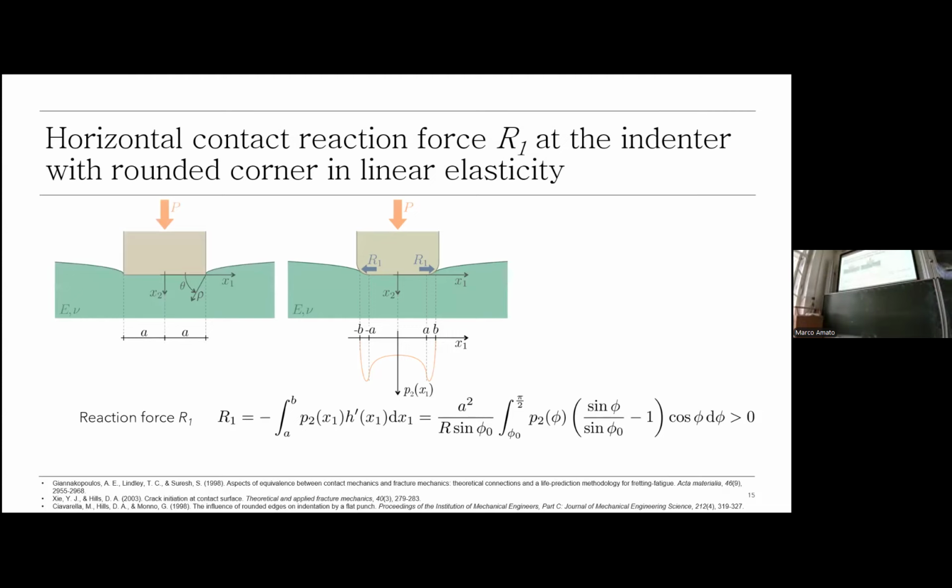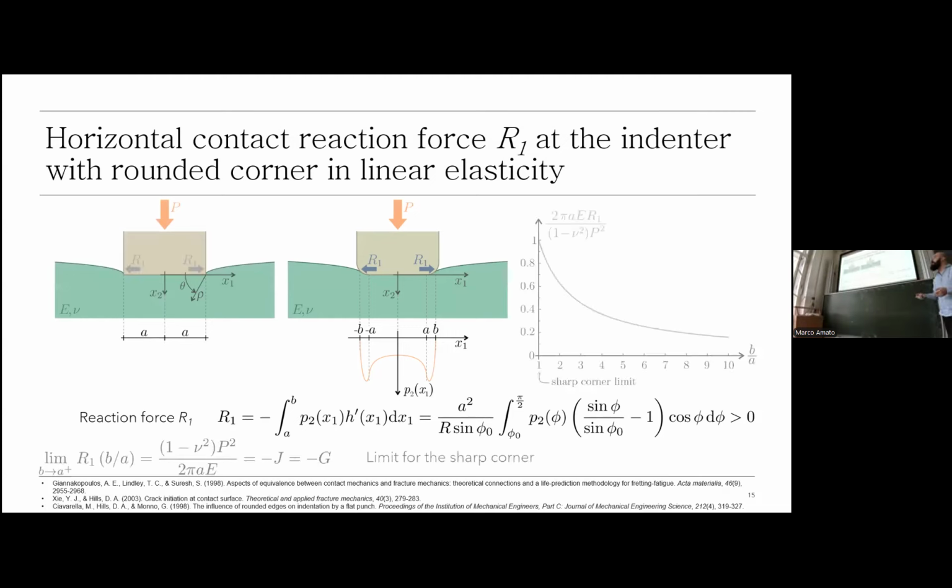But what happens when the corner of the punch goes back to being sharp? We can push the limit for B that tends to A, and we find that this limit exists, is finite, and is equal to minus the J integral, minus the energy release rate. So what can we conclude?